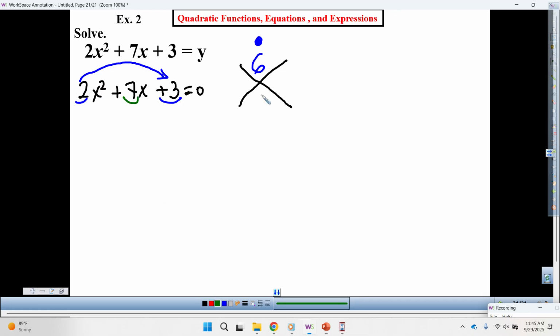The bottom is 7. So what two numbers multiplied gave me 6 that when you add them give us 7? 6 and 1, I'm going to do 1 and 6. Is that correct? 1 times 6 is 6. 1 plus 6 is 7. However, look up. What do we do with this?